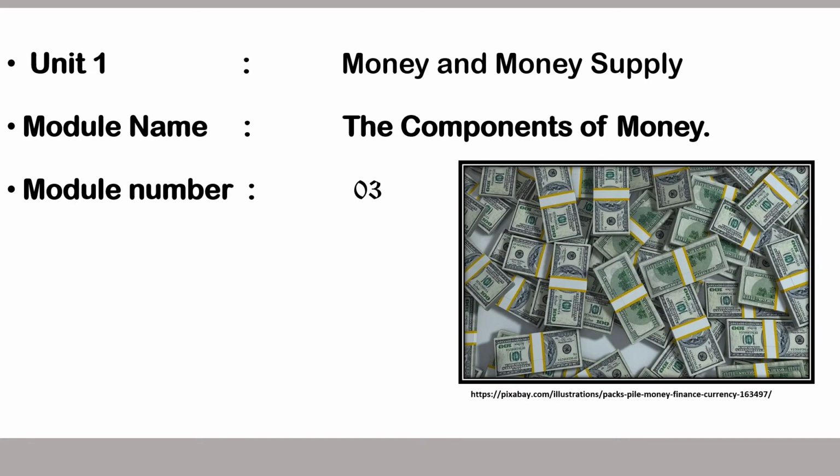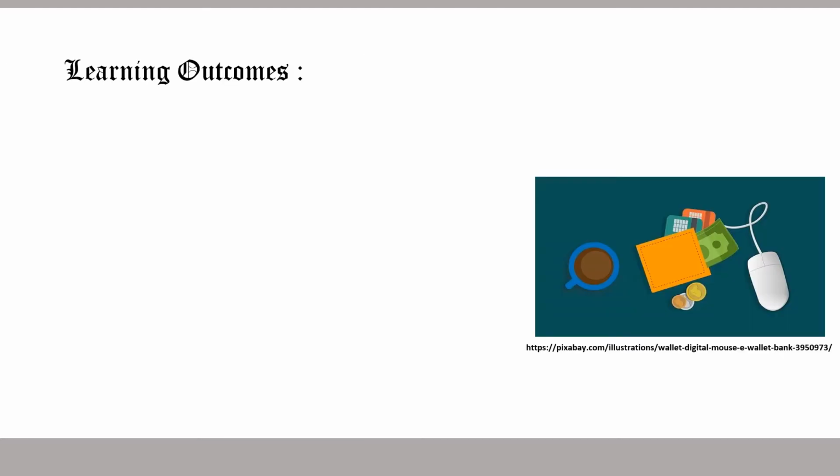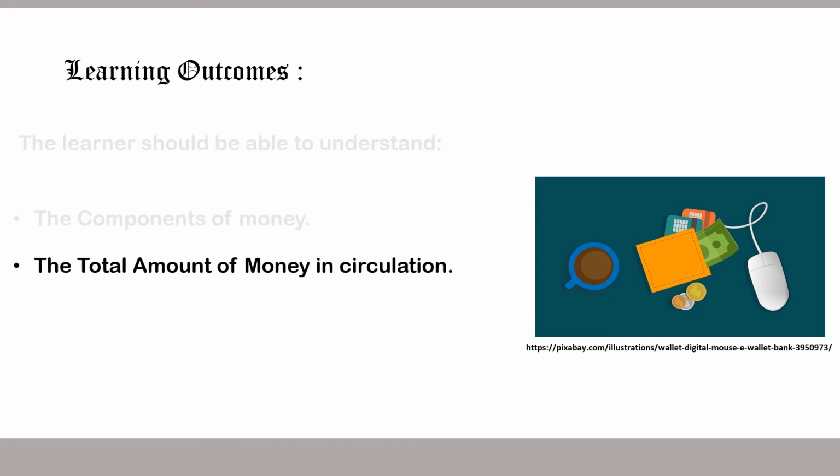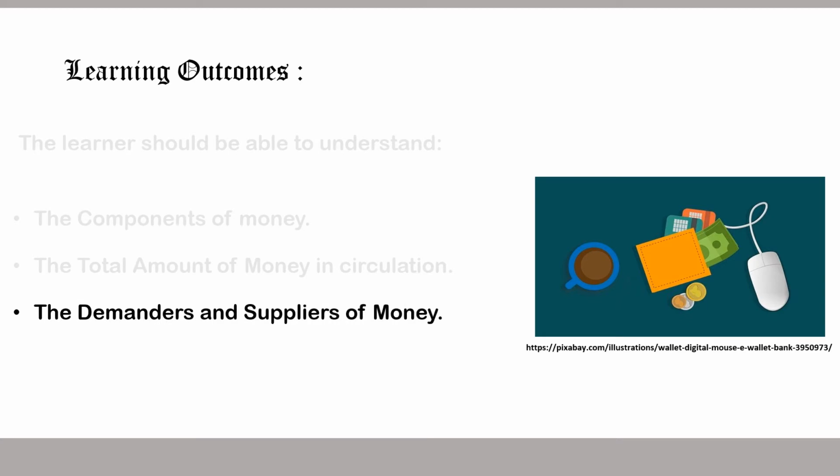Today we will study module number 3, the components of money under unit 1, money and money supply. Learning outcomes of this module. The learner should be able to understand the components of money, the total amount of money in circulation, and the concept of demanders and suppliers of money in the economy. Let us begin with the components of money in the economy.